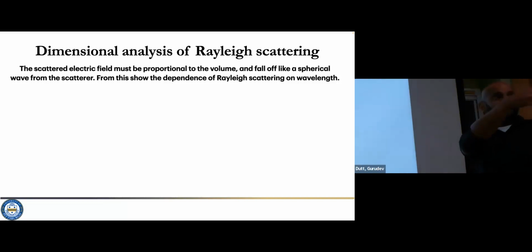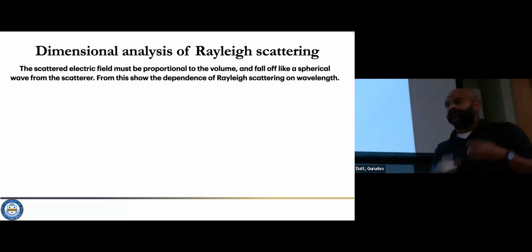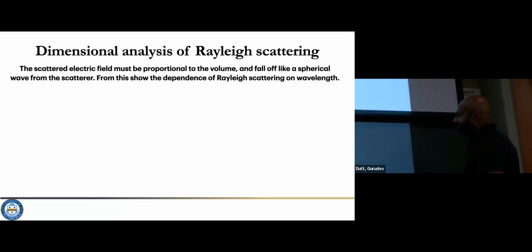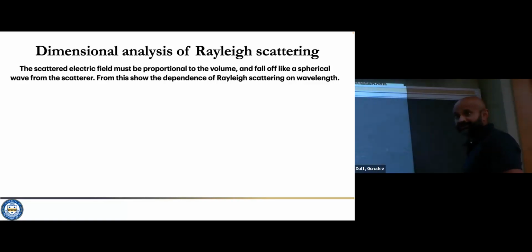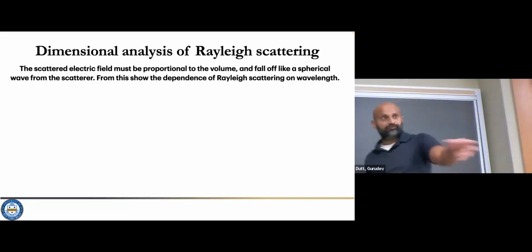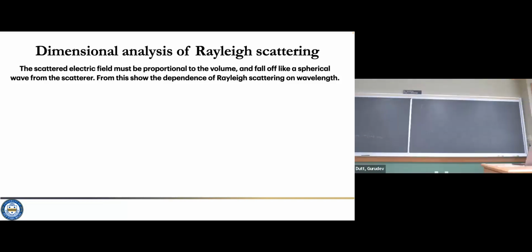So why don't you talk to your neighbors a little bit and see if you can come up with a dimensional analysis argument. You all know dimensional analysis, right? So let's try to do that. If you need to, switch to your neighbor and talk to them: what is it that we need to write down here to get the scattering for Rayleigh scattering?